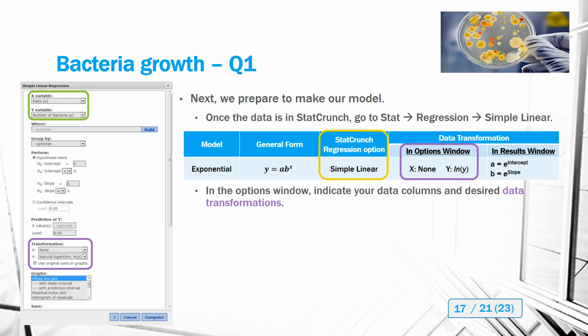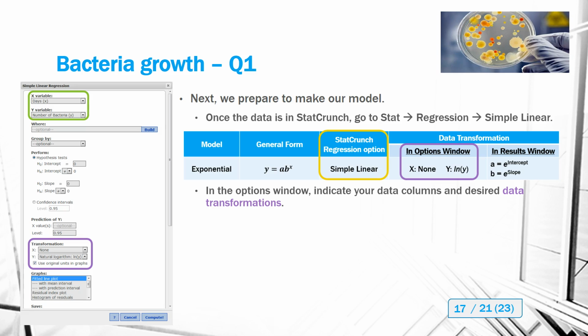So notice here in the data transformation table, it says in options window, X is none and Y is ln Y. So now go back to the options window and notice that for the X field, I have selected none. And for the Y field, I have selected natural logarithm ln Y. So now I know what options I need to select. I just select those options and I'm good to go.